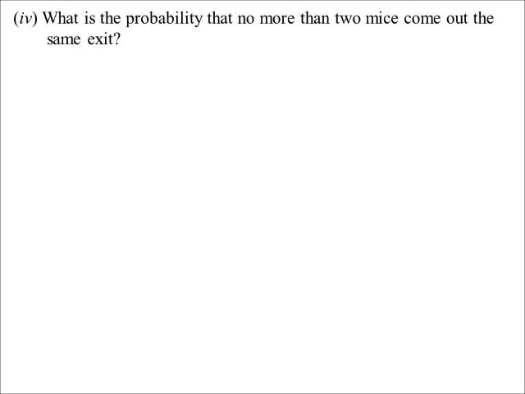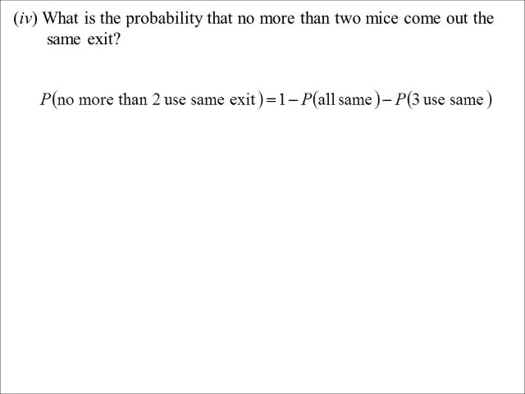Okay. Well, this is how I worked it out. Using the complementary event idea, you might remember. Remember, all probabilities add up to 1. So sometimes, rather than finding the probability of what I want, it's easier to find out the probability of what I don't want and subtract it from 1. And that's the idea I'm using here, because we've already worked out these other 2. Remember, we worked out the probability they all go through the same exit. And we've now worked out the probability that 3 use the same exit.